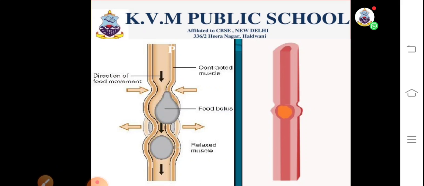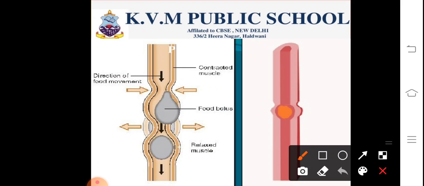After the food has been digested in the mouth, it will move into the pharynx. That's a common opening between the respiratory and digestive systems. From the pharynx, the food will then move into the food pipe, which is referred to as the esophagus. So here we can see the direction of movement of food from the pharynx through the esophagus into the stomach.